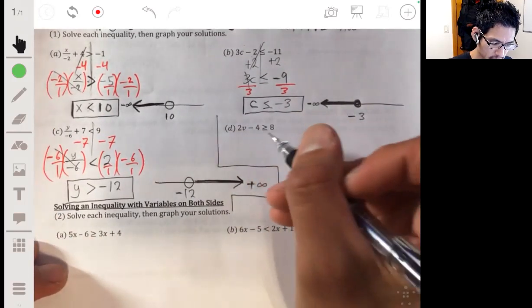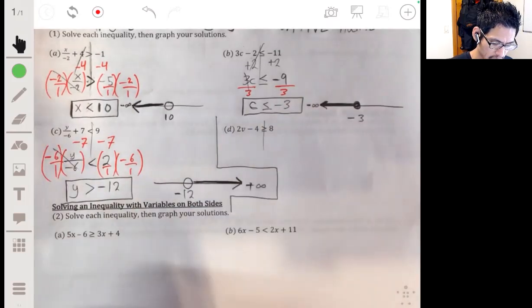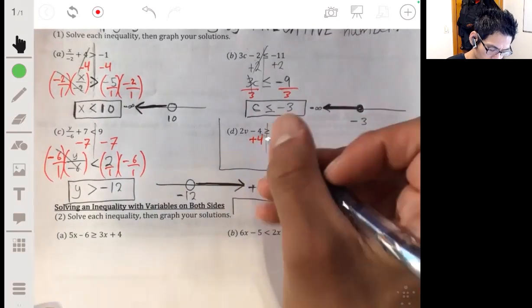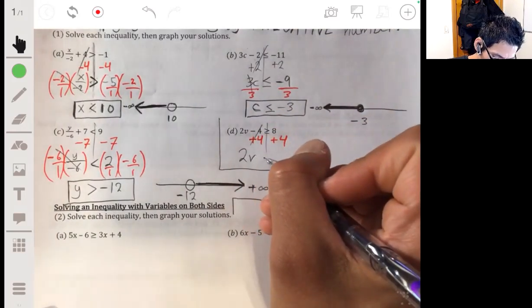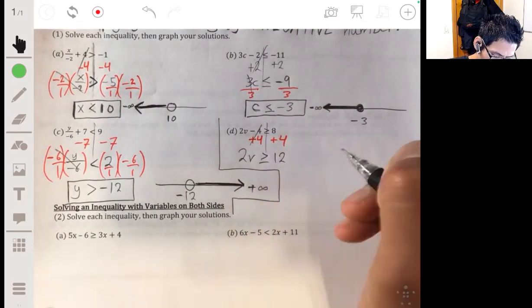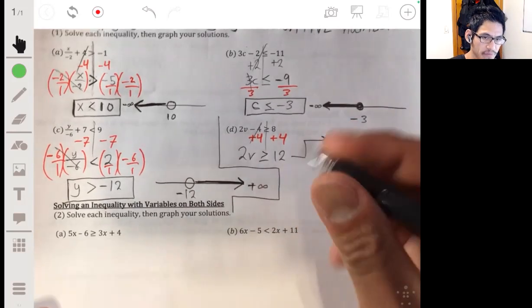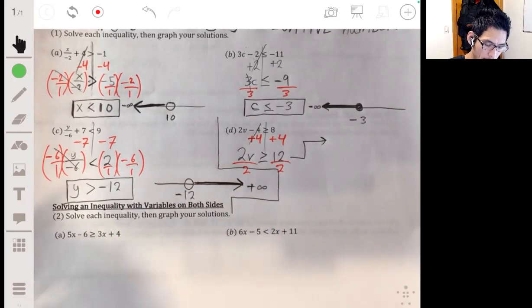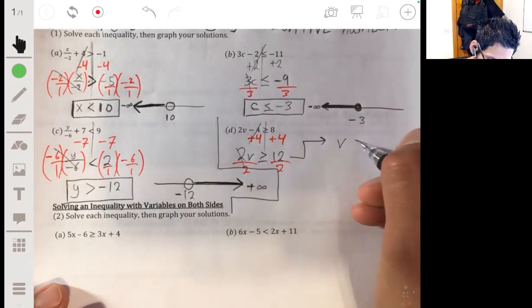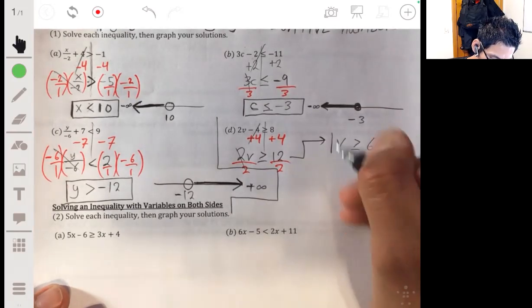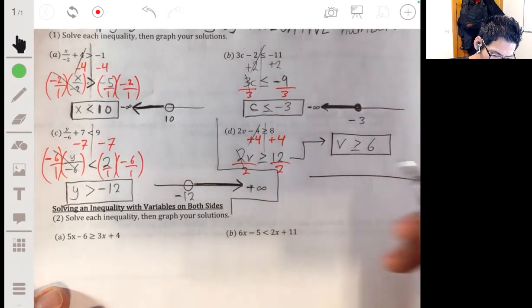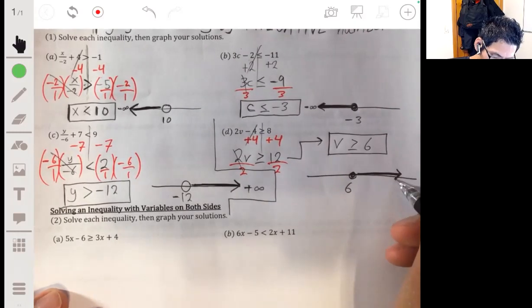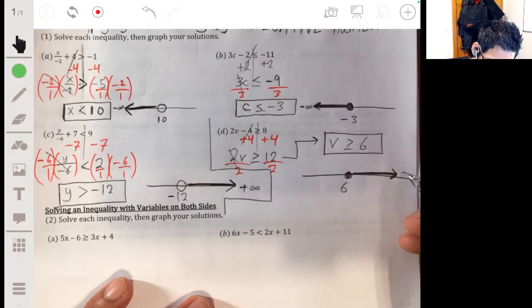And problem D. Begin by adding 4 to both sides. 2v is greater than or equal to 12. Then we divide both sides by 2. And then we get v is greater than or equal to 6. Number line, closed circle on 6, arrow to the right, towards positive infinity.